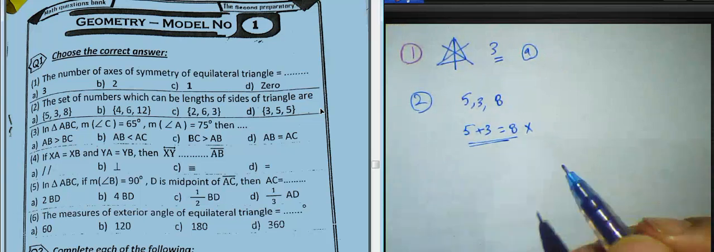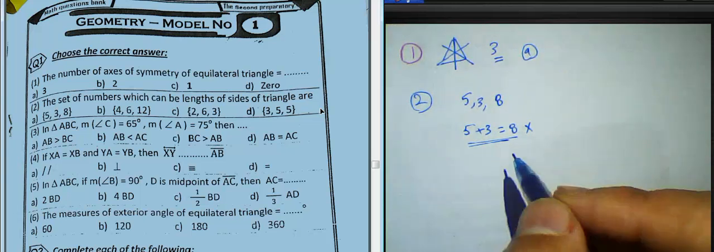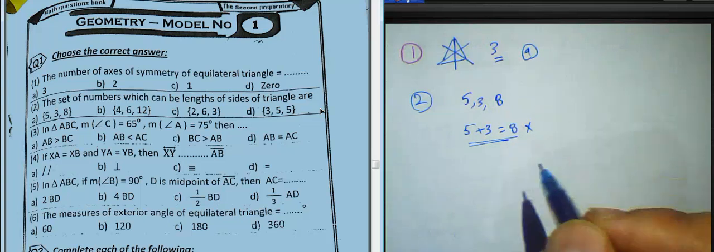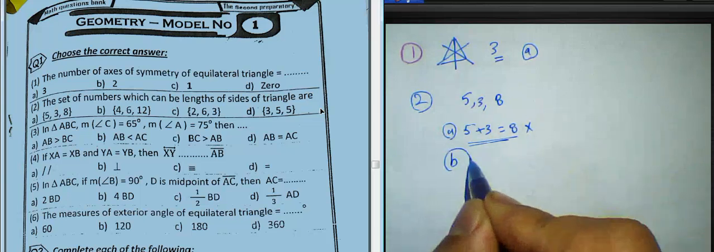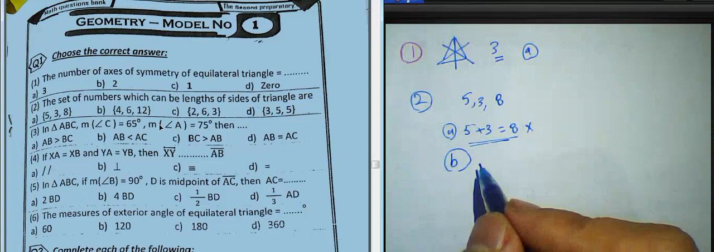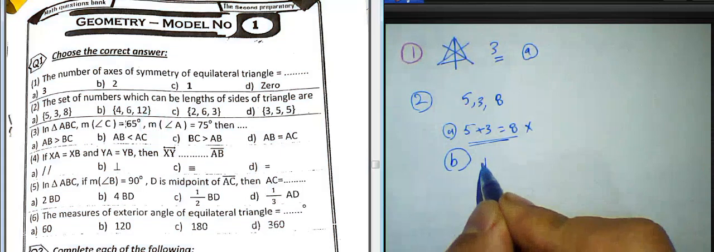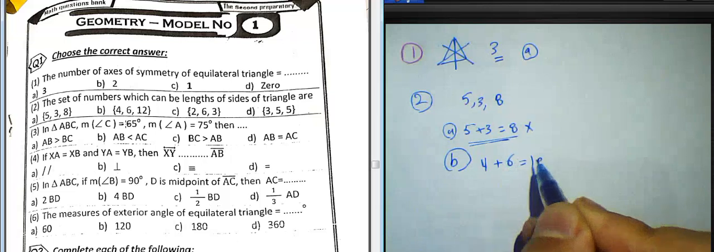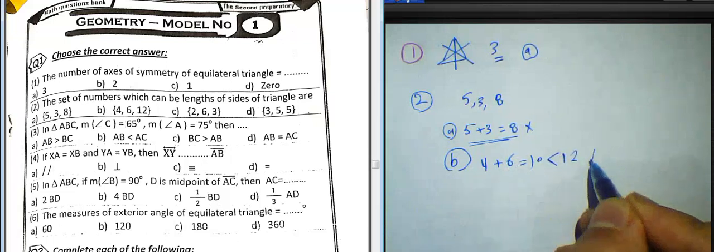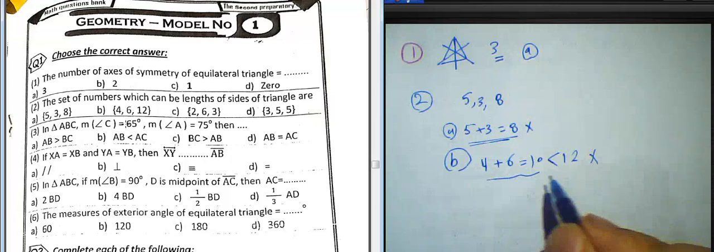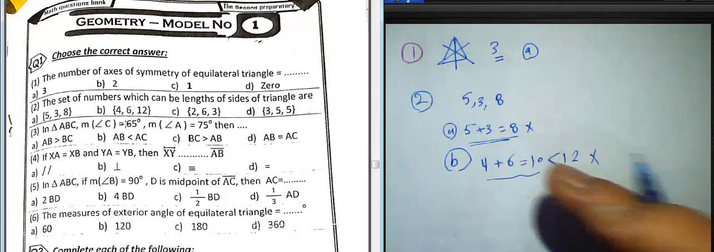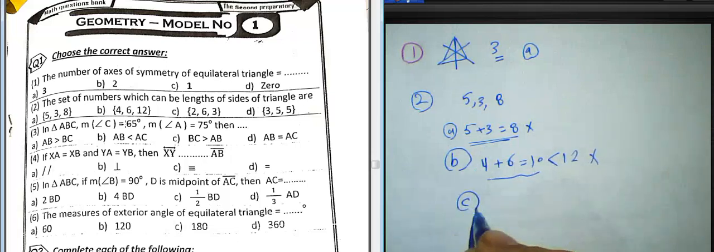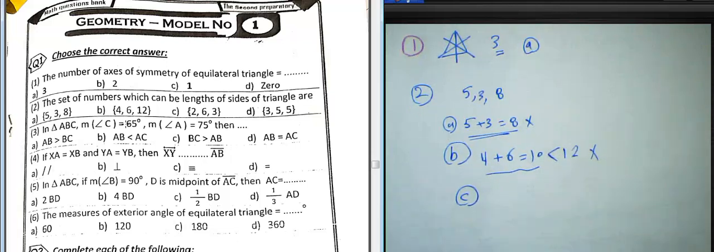You must know the inequality for any triangle. If we add two sides, the sum will be more than the third. So letter A is false. Look at letter B. 4 and 6 and 12. 4 plus 6 equals 10, less than 12. So it's false. The result must be greater than the third, not less than, not less than or equal. It's false.